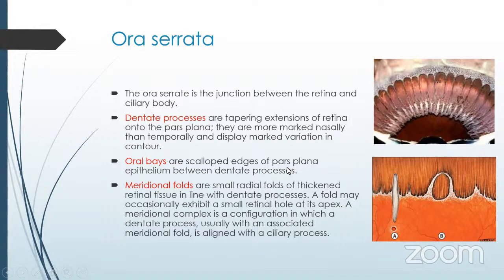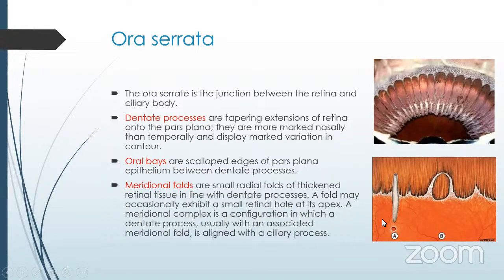Oral bays are the scalloped edges of the pars plana epithelium between two dentate processes. This is the closed oral bay, where the dentate processes close the area of the pars plana. The next is the meridional fold. This is thickened retinal tissue in line with the dentate process, and at its apex there might be retinal holes.